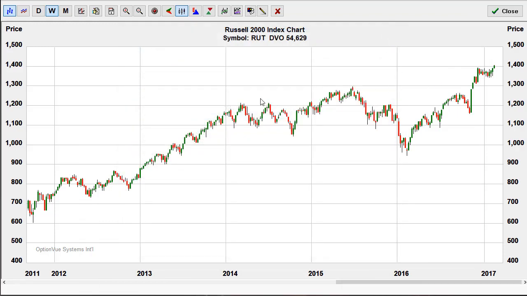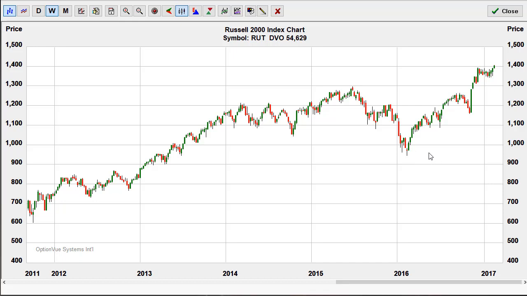We're looking at the Russell 2000 here on the weekly time frame. It's important to understand the market does really one of 3 things. It either moves up, moves sideways, or moves down. Those are the 3 situations that we're going to walk this trade through.